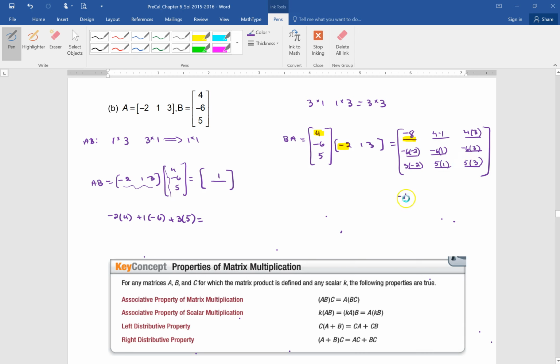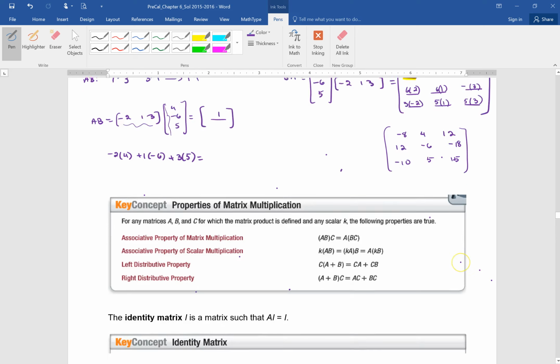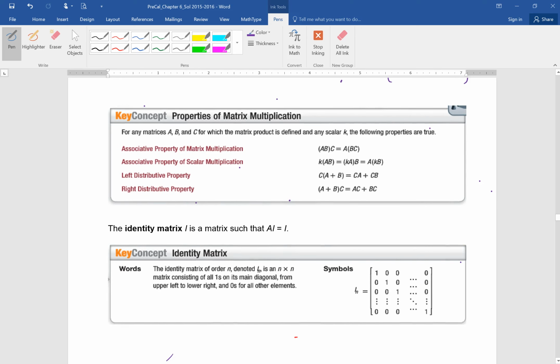So finally, we have negative 8, 4, 12, 12 minus 6 minus 18 minus 10, 5, 15. Here we have it. Okay? All right. So this stuff all hold.